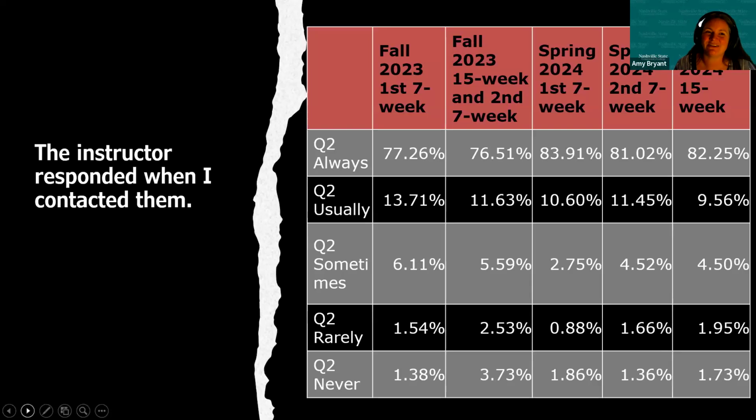Our second question on the survey, the instructor responded when I contacted them. Always again, very, very strong. Rarely and never, much less in our percentage points, under 6% overall. Around 6% was the highest for fall 2023 for rarely and never. We add those two together. I know many times we are told students' complaints are, well, I contacted the instructor and they never responded. In this data, we're seeing that overall response rates are very, very good.